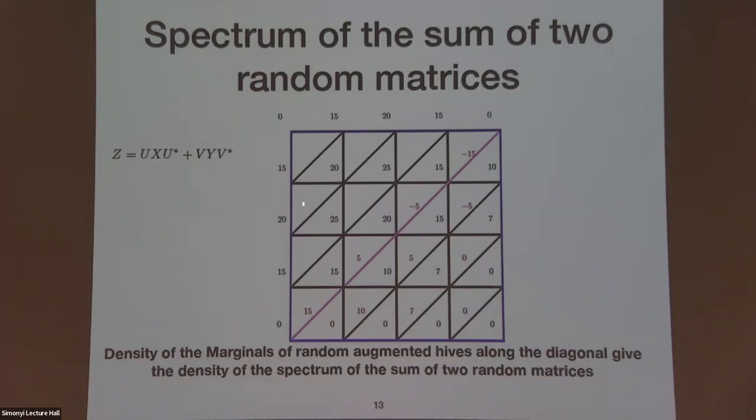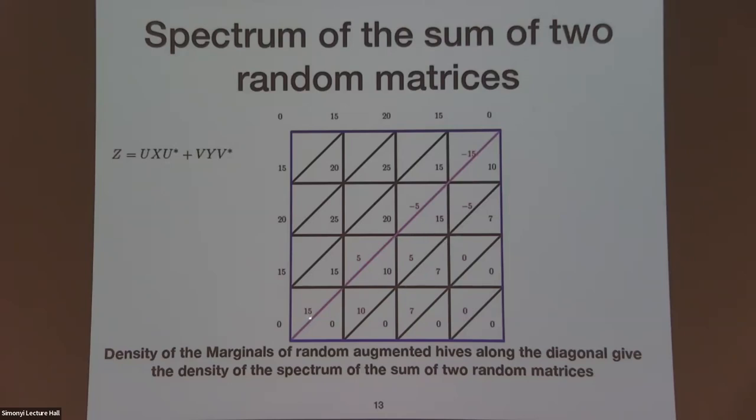So this is a distorted hive. I've turned the equilateral triangle into a right triangle, just to put it in a square. Below this, this is not actually a hive. It is a Gelfand-Tsetlin pattern that has been slightly rewritten to look like a hive, but actually it's not a hive. For example, for this square, you don't have the hive inequalities.